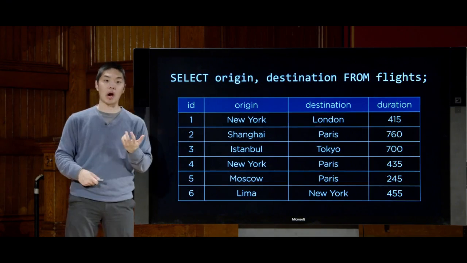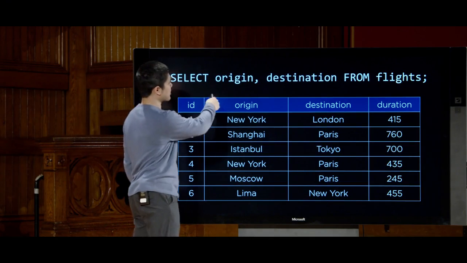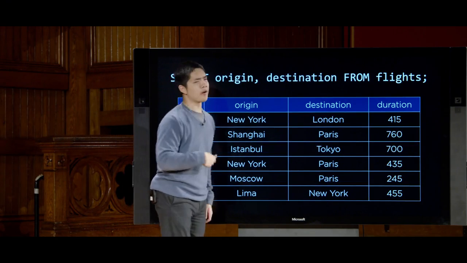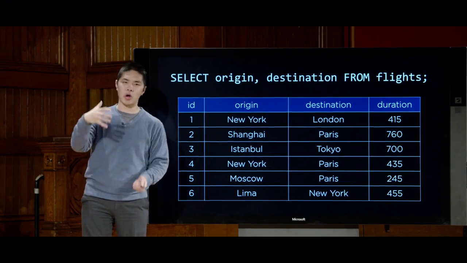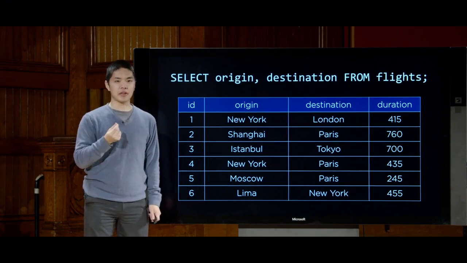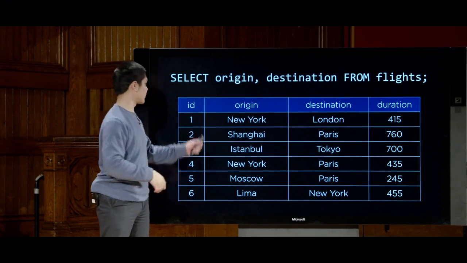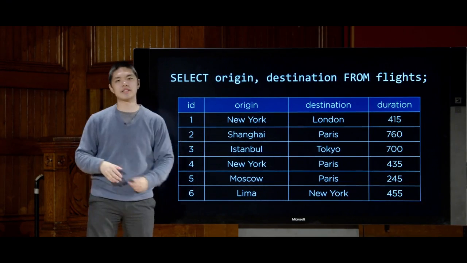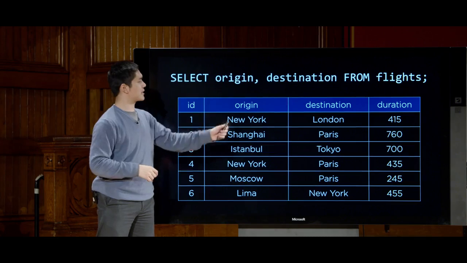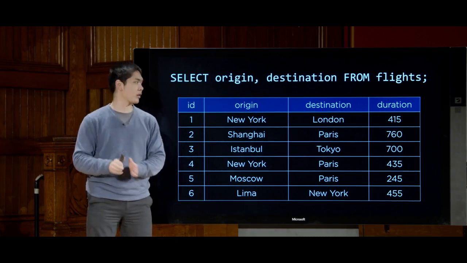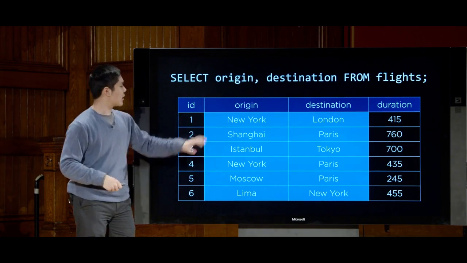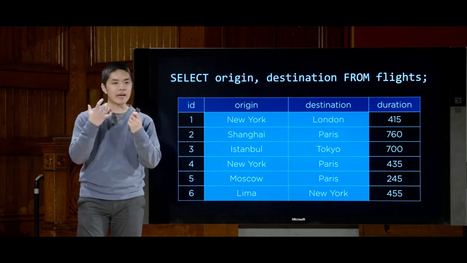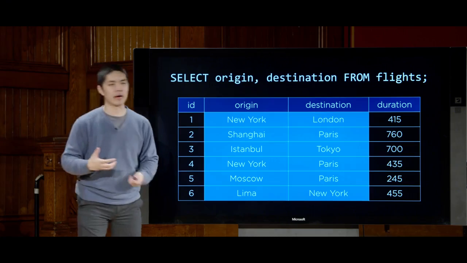Instead of star, I'm saying select origin, comma, destination from flights. So I'm, again, selecting from the flights table, selecting all of the rows still. But the difference is that instead of select star, which means select all of the columns present in the table, select origin, comma, destination means I'm only going to select these two columns, the origin column and the destination column. So highlighted in blue here is the data that would be returned if someone were to run this particular SQL query.